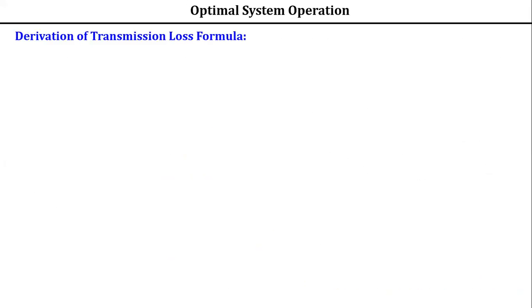So for two plants, for three plants, how to expand this equation, I have explained. Also, I have taken a two plant example, and the resultant equation from this is the transmission loss formula. However, all those are approximate. There are several methods. There is one accurate method which was developed by Kron, and that we will be studying in today's class.